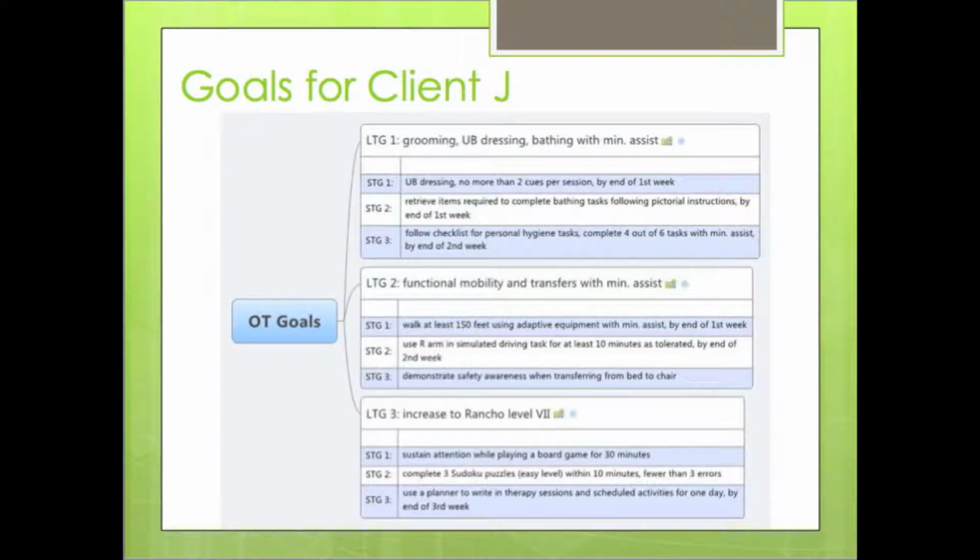The long-term goals for client J are for her to complete grooming, upper body dressing, and bathing activities with minimum assistance, to increase her functional mobility and complete transfers with minimum assistance, and to increase her cognitive level to Rancho Level 7. There are 3 short-term goals listed under each long-term goal, which are in place to provide structure for her to achieve her overall occupational therapy goals.